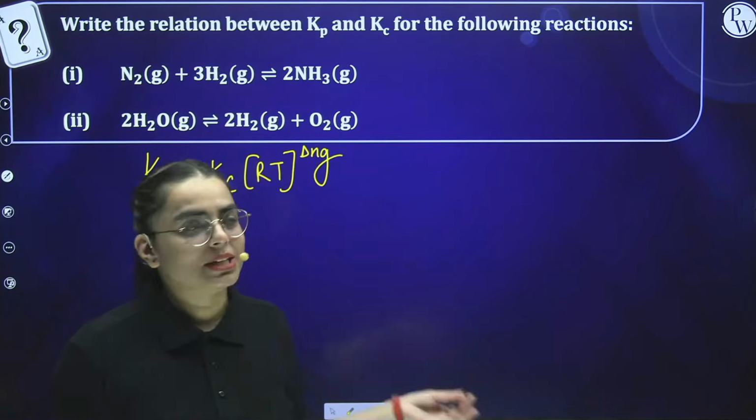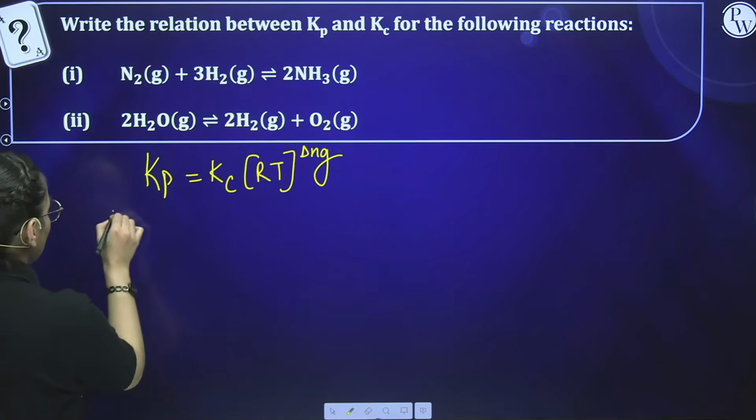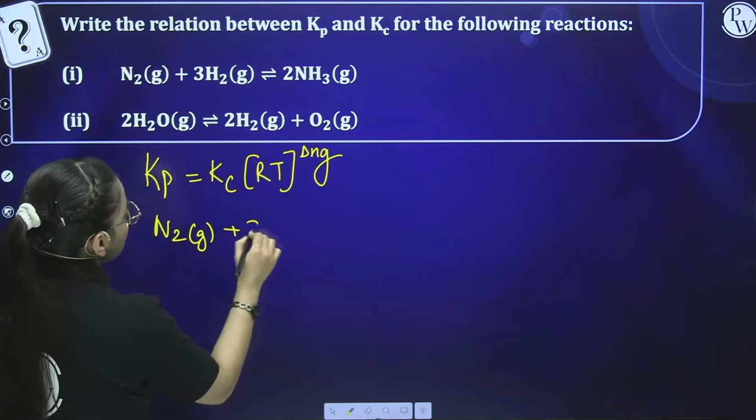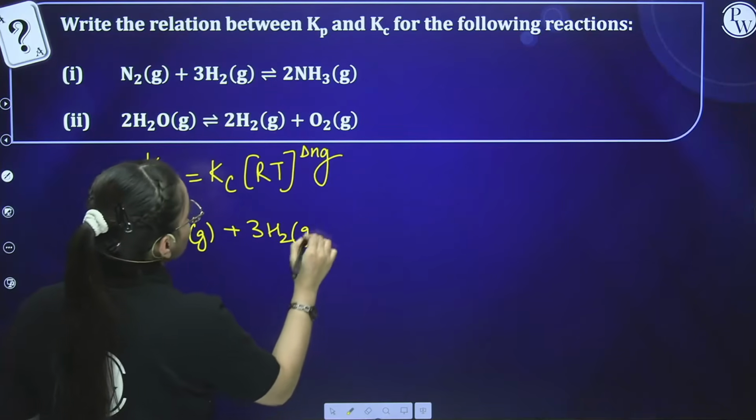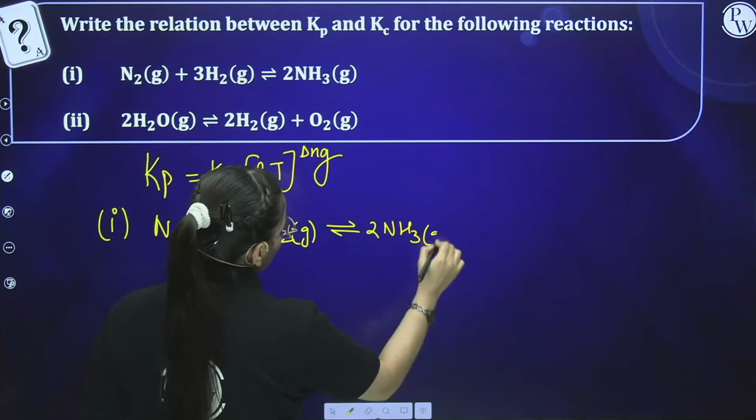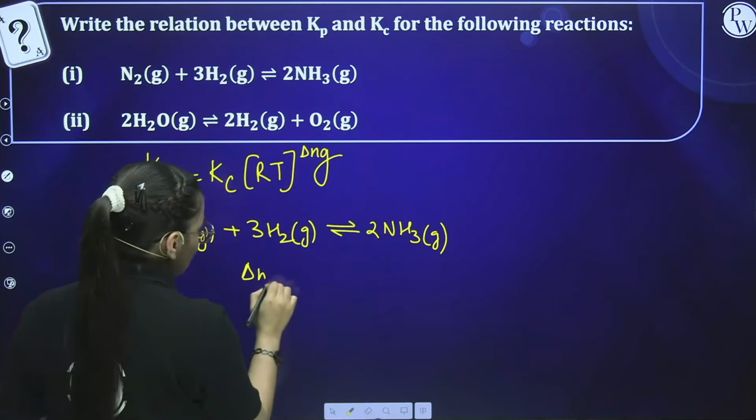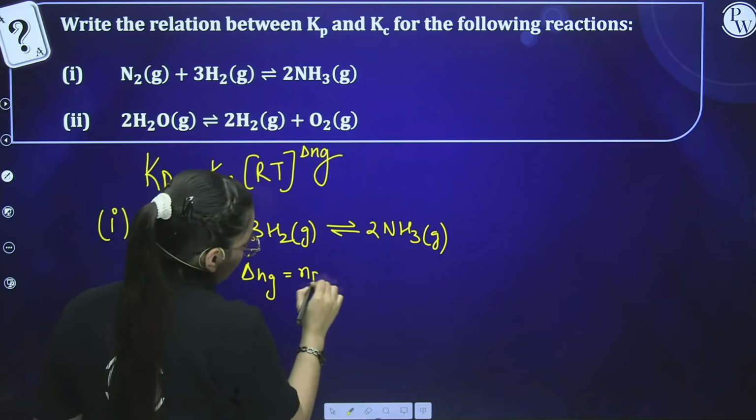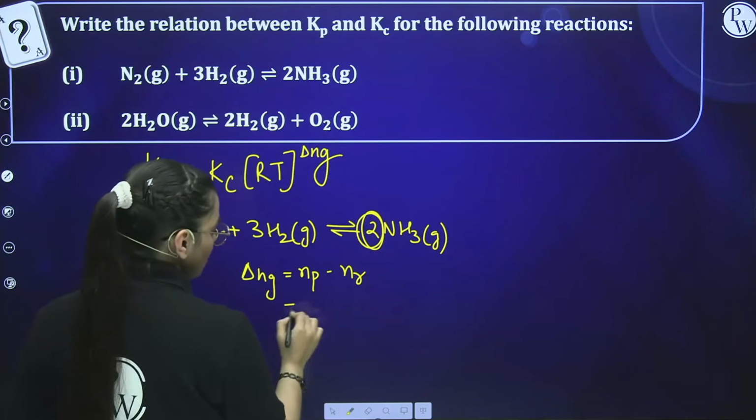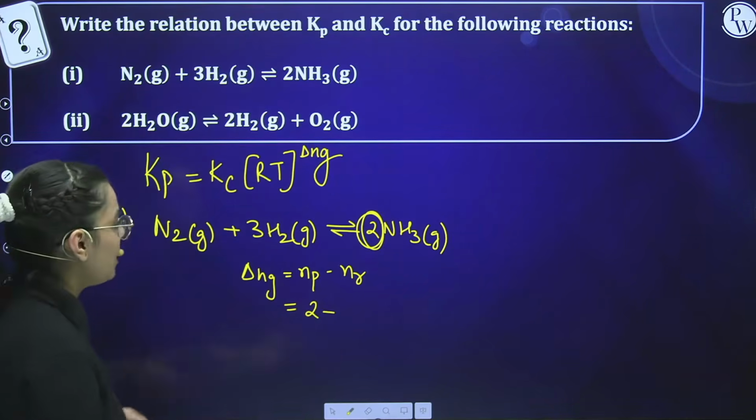It is quite simple. For the very first case, we have N2 gaseous plus 3H2 gaseous gives 2NH3 gaseous. Now what is delta Ng? It is number of moles of product minus that of reactant. For product we have these two, minus for reactant what are we going to have?